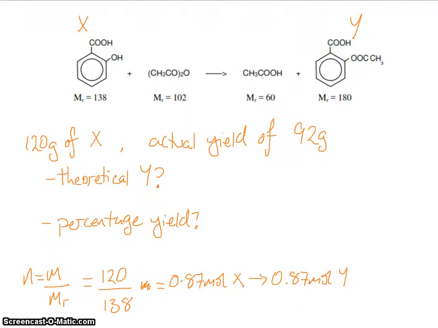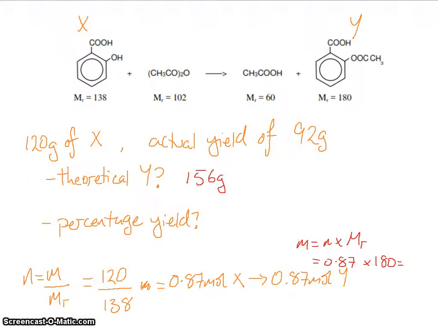And then if we want to work out the mass of Y that we'd expect to get, then we're just going to do mass is number of moles times relative mass, equals 0.87 times our relative mass of Y, 180, and that should give us 156 grams. So that would be our theoretical yield of Y. So if we took 120 grams of X and reacted it and everything went well as expected, we get 156 grams of Y.